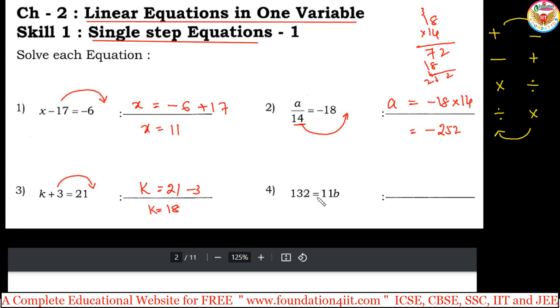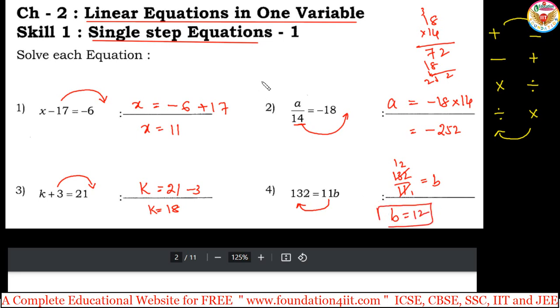Next, 132 is equal to 11b. 11 is multiplying with b. Whether LHS to RHS or RHS to LHS, both are the same process. 11 is multiplying with b; taking it to the left hand side, it will divide. So 132 divided by 11 is b. 11 ones are 11, 11 times 12 is 132. So b is equal to 12, right?